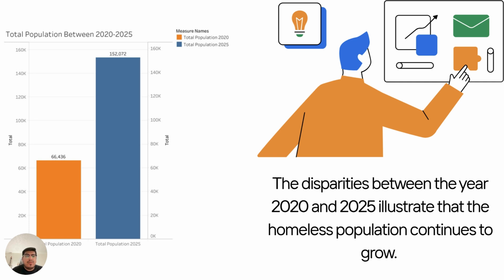And then our final visualization here is the total homelessness population between 2020 and 2025. As you can see, there's a huge difference here. It almost doubled, and it's on track to being tripled. As mentioned here, the disparities between the year 2020 and 2025 illustrate that the homeless population continues to grow. It's a massive jump, and it's very sad to see.